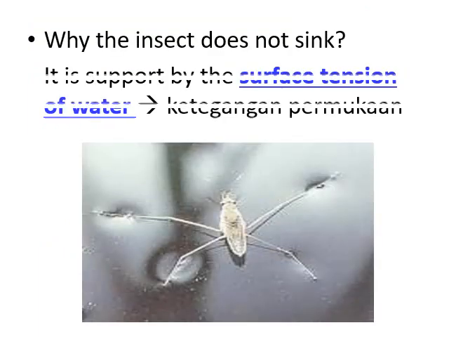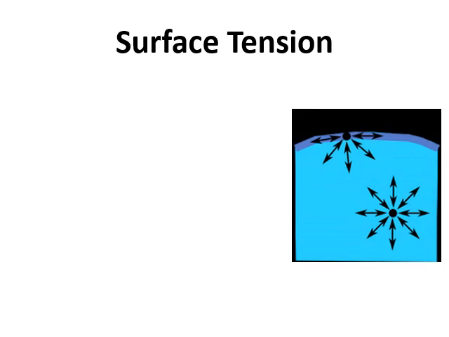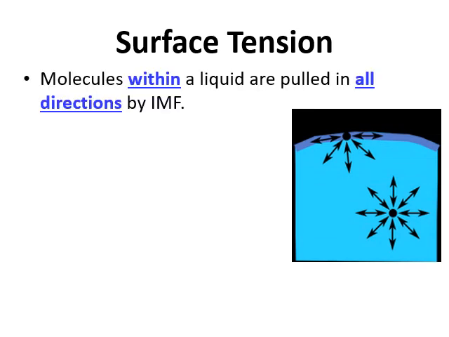The next property of liquid that we are going to discuss is surface tension. In Bahasa, we call it ketegangan permukaan. This surface tension makes the insect not sink into the water. Let's look at what actually surface tension is. So refer to this diagram.